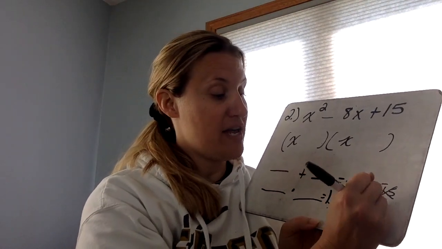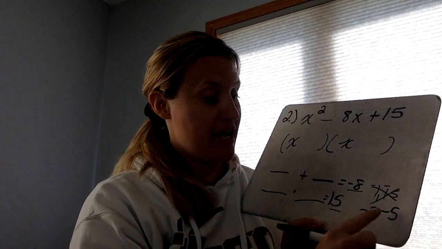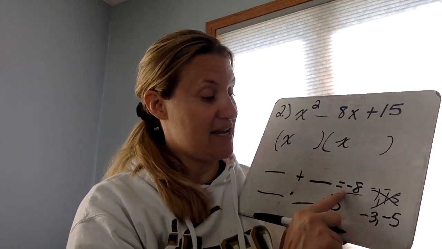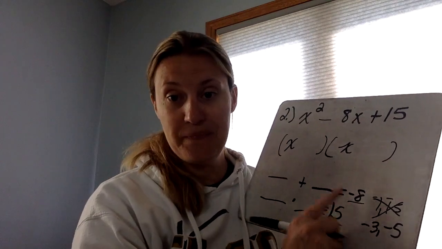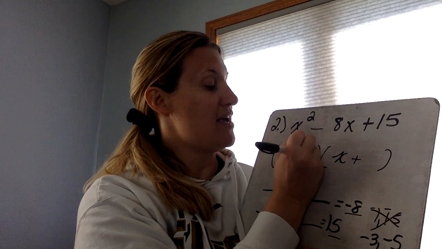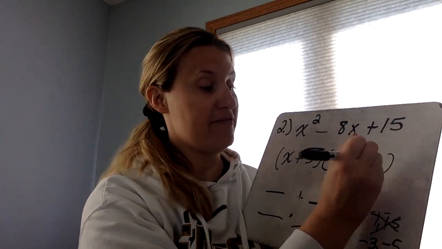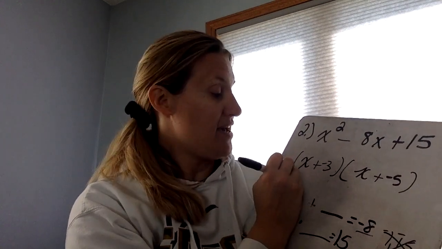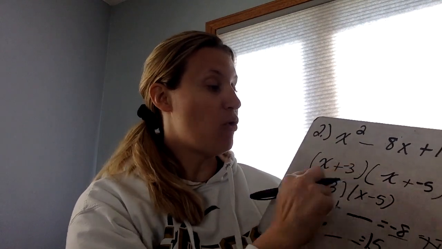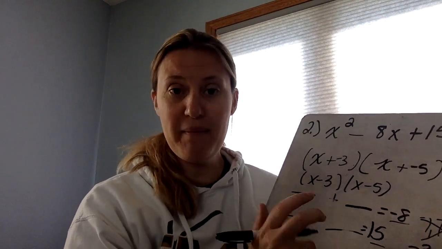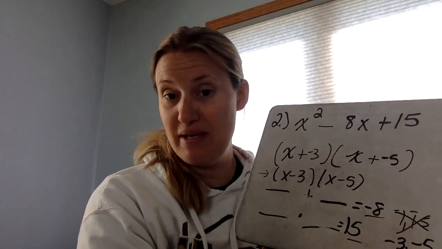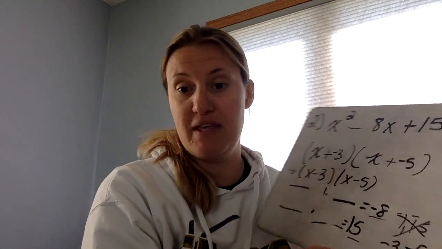Okay, what about negative 3 and negative 5? Negative 3 times negative 5 is a positive 15. Negative 3 plus negative 5 is negative 8. So I can write this two ways. You can keep it as addition and think, okay, this is negative 3 and negative 5. Or you can say it's x minus 3, x minus 5. Both would be acceptable. Okay, by algebra 2, you probably want to be in that habit, but for right now, since we're just learning, that would be acceptable as well, because they mean the same thing.